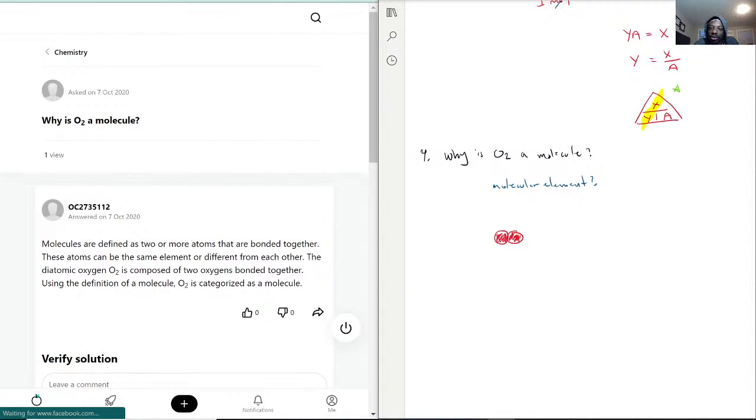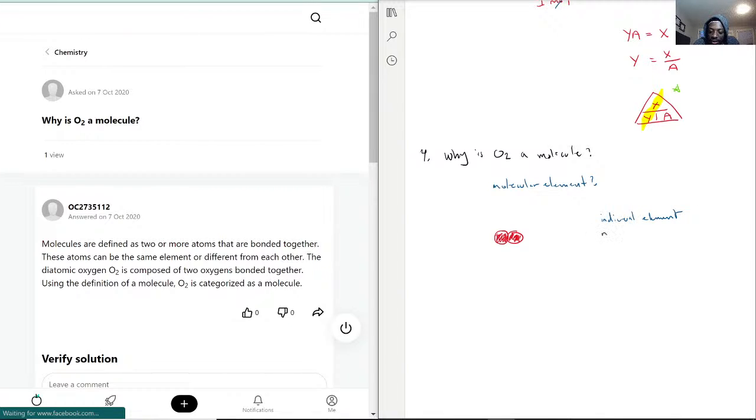There are three different types of definitions we have to familiarize ourselves with. We have just an individual element, which is what we will call it here.